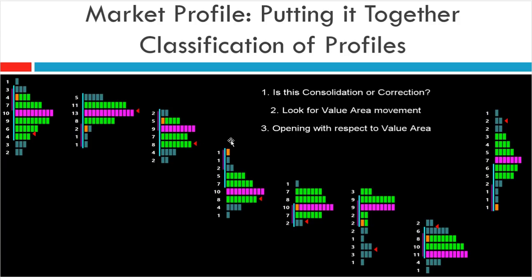So the 3 things that you have to look out for is, where is the current profile opening with respect to the previous profile? What about the value area of the current profile with respect to the previous profile? And individually, how does the profile look? Whether it is an average profile or a strong trending bullish or bearish profile, right?